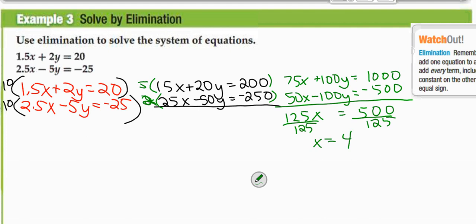So again, you can decide. We kind of discuss lots of different options. As long as you're going to multiply it by something that's going to make a variable drop out, it doesn't matter whether you make x or y drop out, as long as you make something drop out.